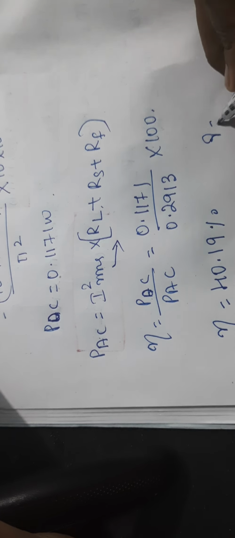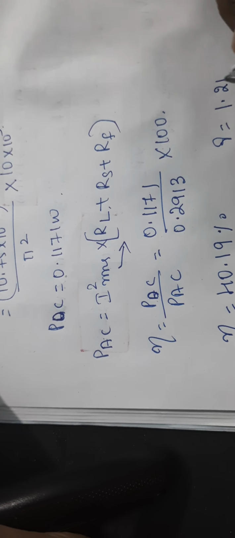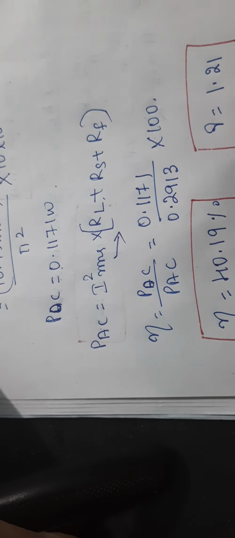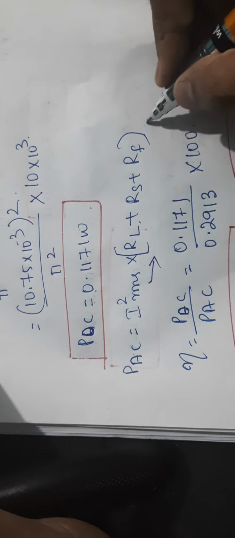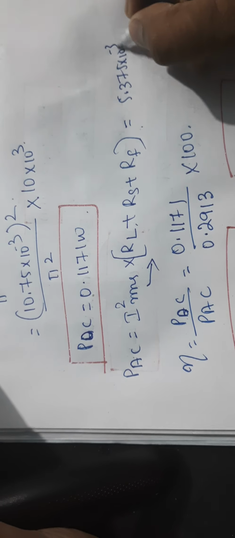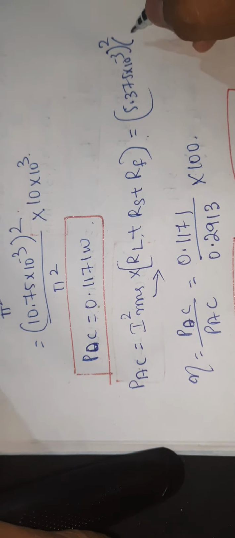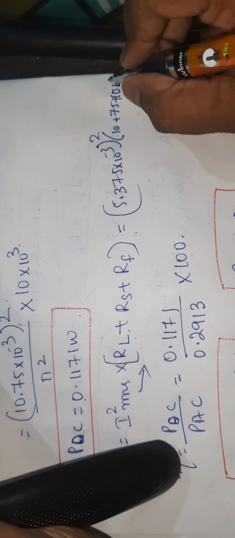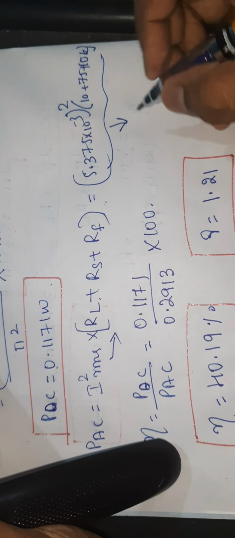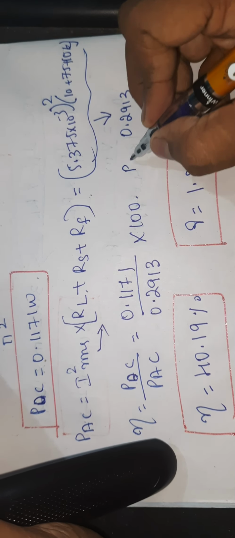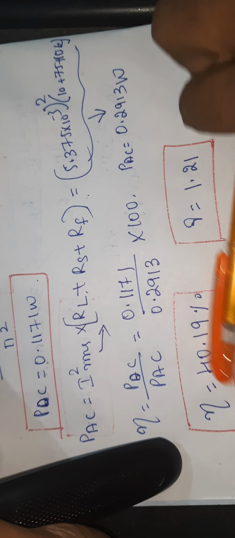And the ripple factor formula also you substitute, and for a half wave rectifier it will be approximately equal to 1.221. Just highlight the values whatever you got. PAC value, substitute this value. IRMS value 5.375 into 10 to the power of minus 3 whole square into 10 plus 75 plus 10k. Substitute this value, you will get the PAC value, which is equal to 0.2913. That is your PAC. So many watts.